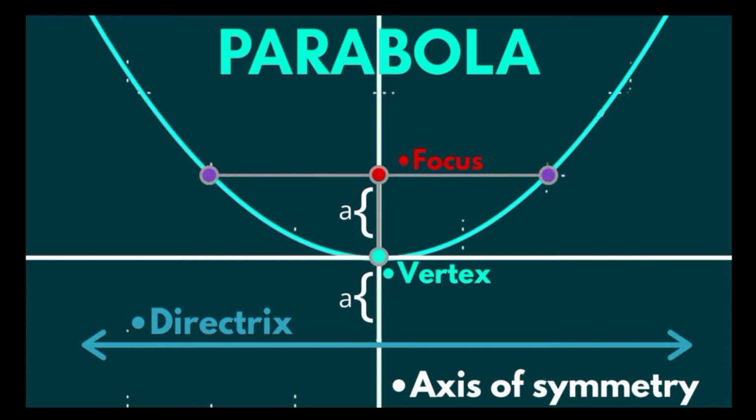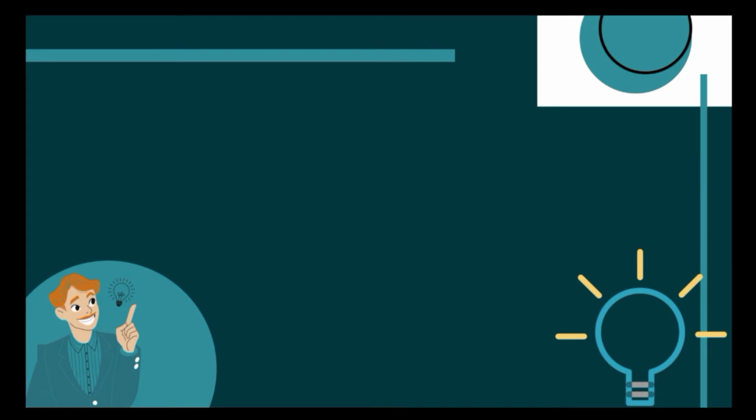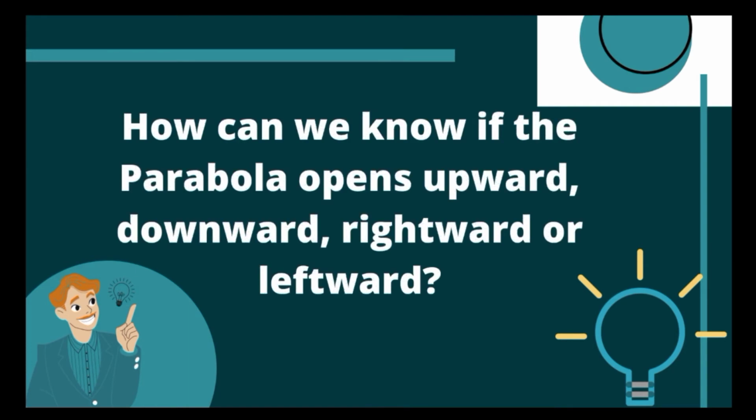And next is the latus rectum. This is perpendicular to the axis through the focus, and its length is 4 times the value of a. But how can we know if the parabola opens upward, downward, rightward, or leftward?